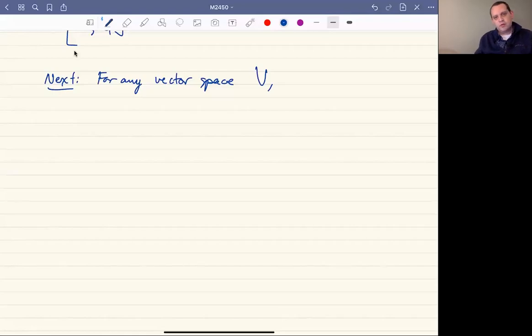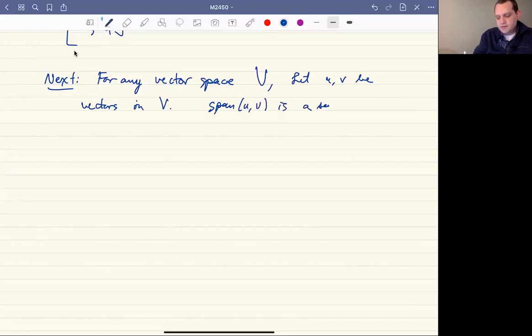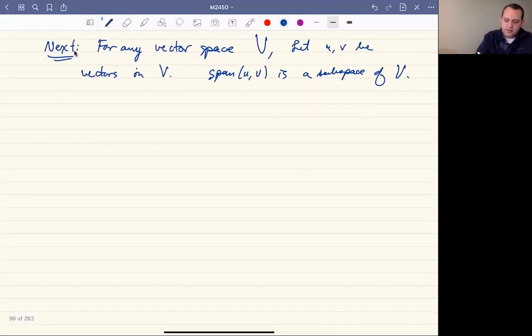The next thing that I want to prove is that for any vector space V, let U and V be vectors. It turns out that the span of U and V is a subspace of V. So in other words, the span is always a subspace. So I want to prove this. And to prove this, we're going to use the subspace test.